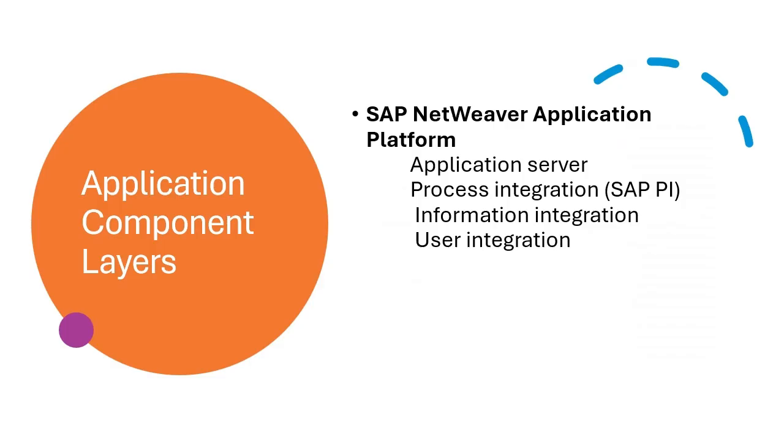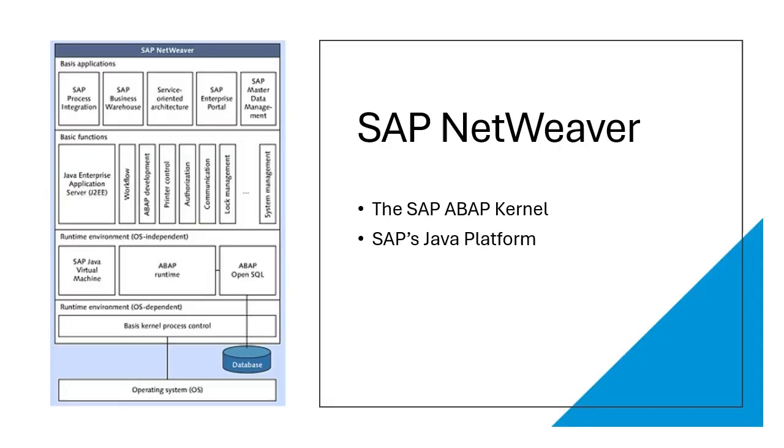Then we have the application component layer, which refers to the technical components needed to run the SAP system, and which also provide essential software functions. These components are built on the SAP NetWeaver application platform, which serves as a comprehensive application server for running SAP applications. SAP NetWeaver includes functional blocks such as ABAP and Java stacks, which allow applications to operate on different operating systems and databases. It also supports process integration through SAP Process Integration for internal and external system connectivity, information integration for master data management, and user integration, which enables access to portals, mobile devices, and even browsers.